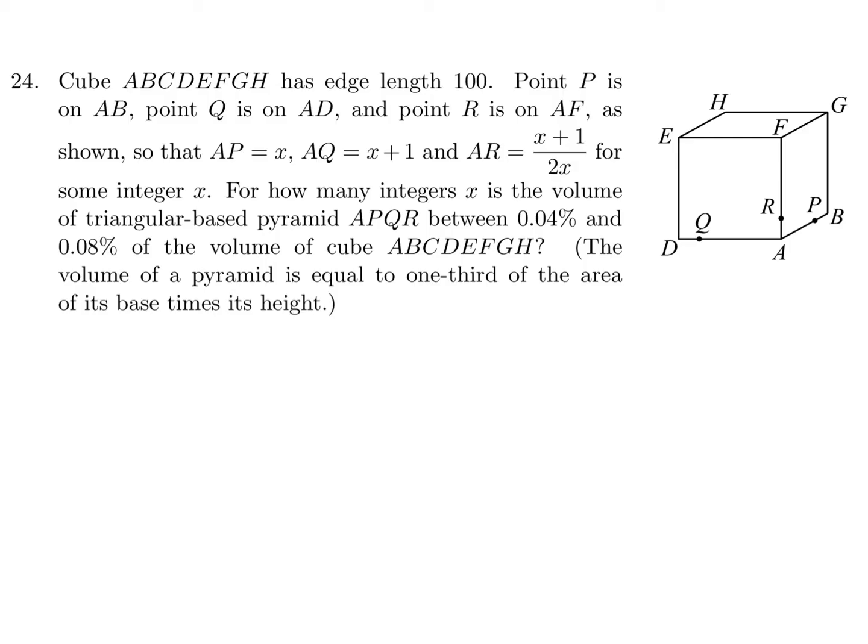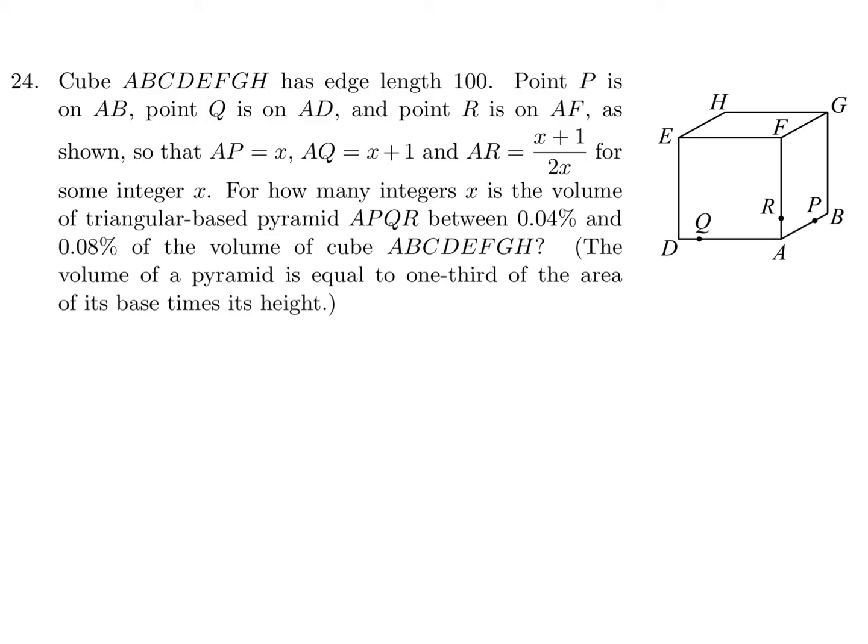Cube A, B, C, D, E, F, G has edge length 100. Point P is on AB, point Q is on AD, and point R is on AF, as shown. So that AP is x, AQ is x plus 1, and AR is (x plus 1) over 2x for some integer x. For how many integers x is the volume of the triangular-based pyramid APQR between 0.04% and 0.08% of the volume of the cube?